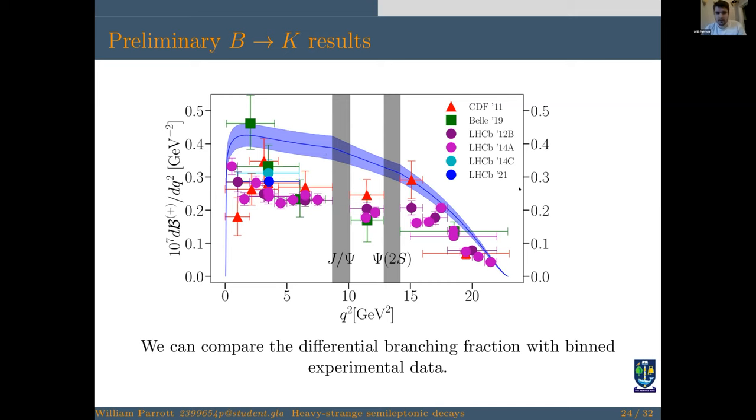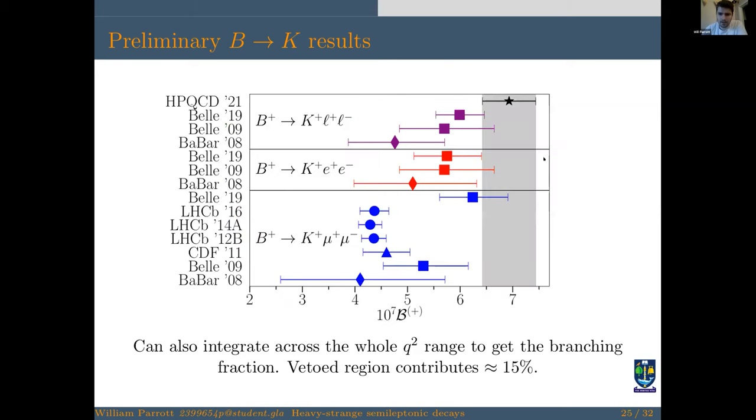And we can integrate this to give one value for how much higher we are. That's this result here. Again, I should say all of this is preliminary. We're over here, considerably higher, particularly than these LHCb results down here, which are quite precise and significantly lower. And I should mention that the vetoed region contributes about 15% of this integral.